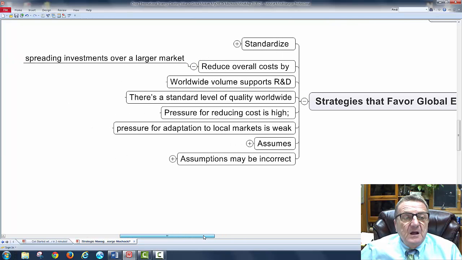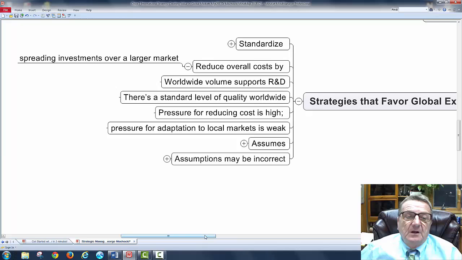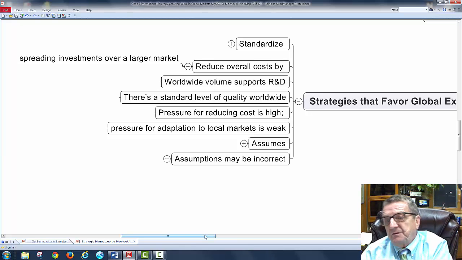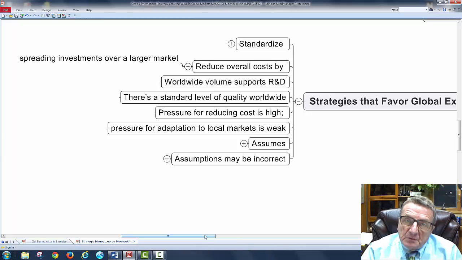And how do I do that? By spreading investments over a larger market. Remember, I do manufacturing here, I do sales here, I do a warehouse here. If the countries are smaller or larger, I don't have to have everything in one country. I'm looking at which is the best strategically for me to be positioned in where I diversify.